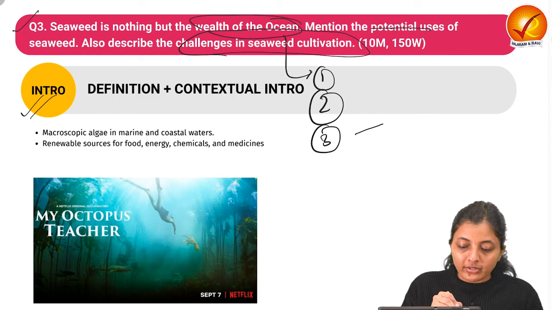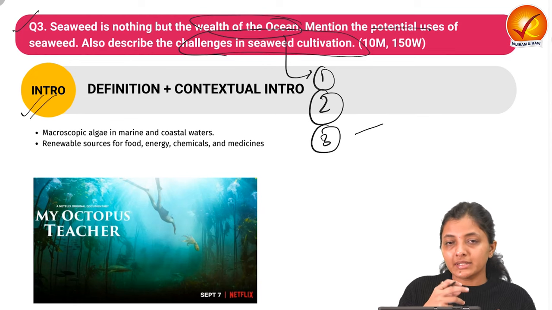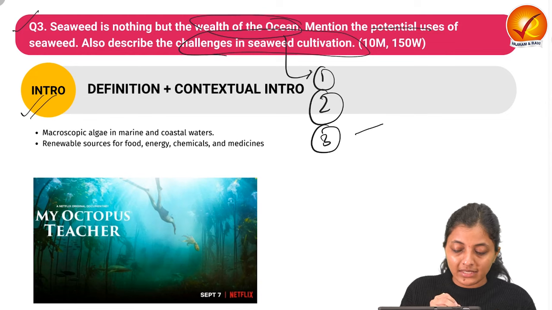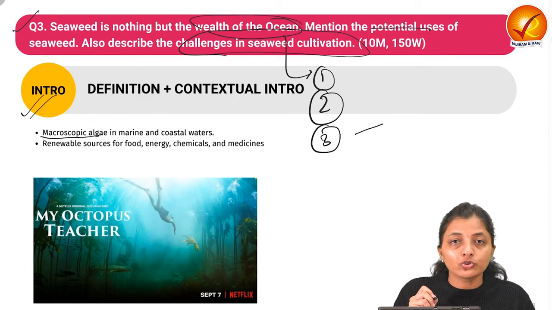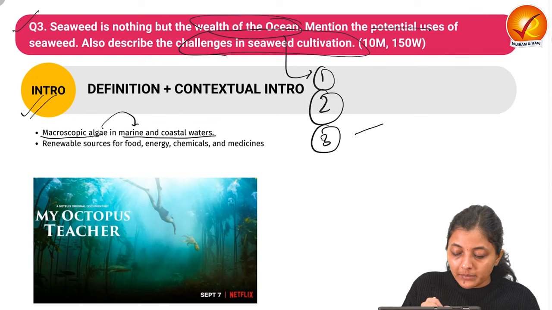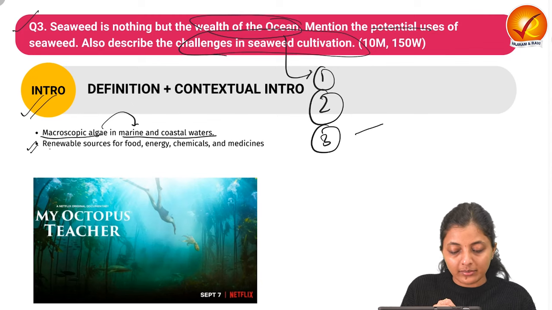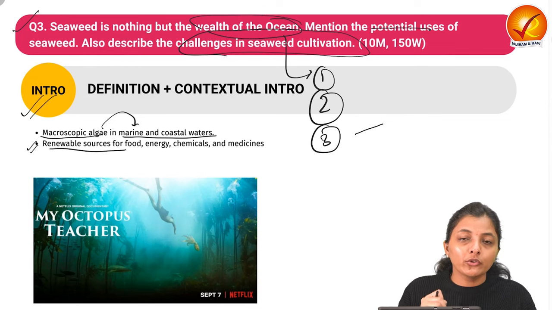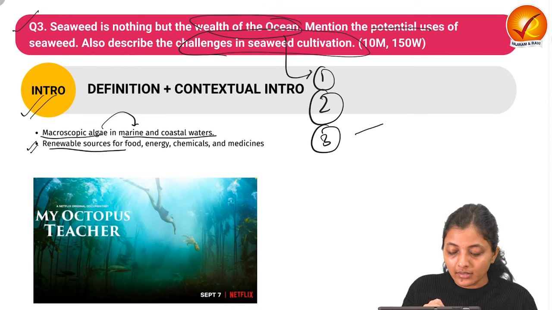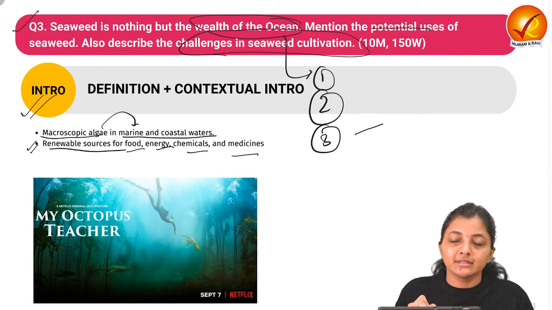So in the introduction, you can either write about the definition of the seaweed, that seaweeds are macroscopic algae grown in the marine or the coastal waters. Or you can also tell about that they are the new renewable sources for food, energy, chemicals and medicines.